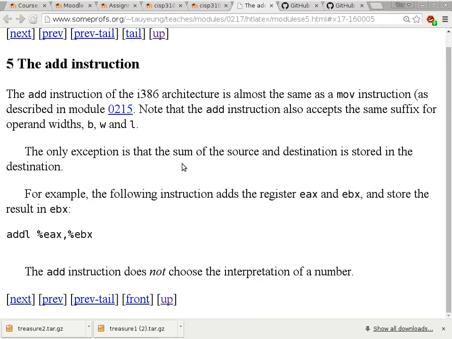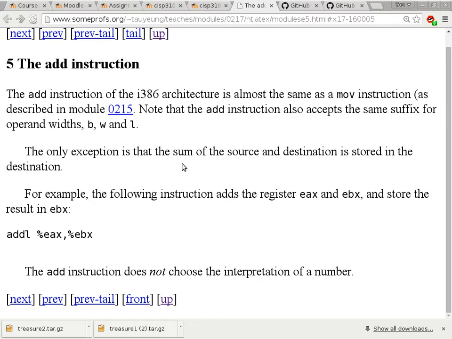Is that okay so far? Okay. So that's what we talked about last time. And you can use the same kind of operands that we have talked about so far. The first operand being the source operand, kind of read-only operand, can be immediate, can be register, can be indirect.